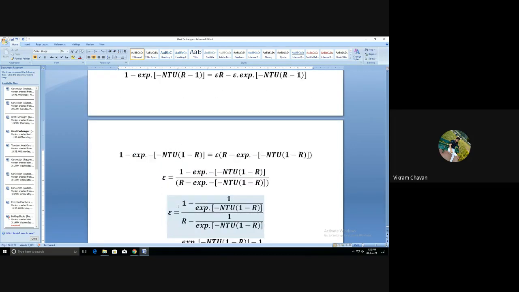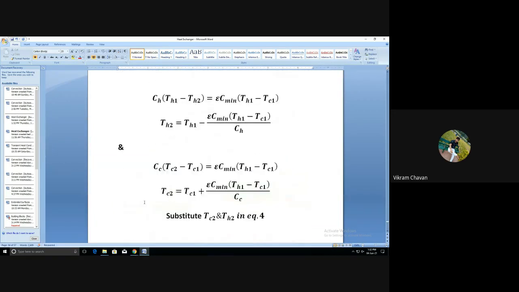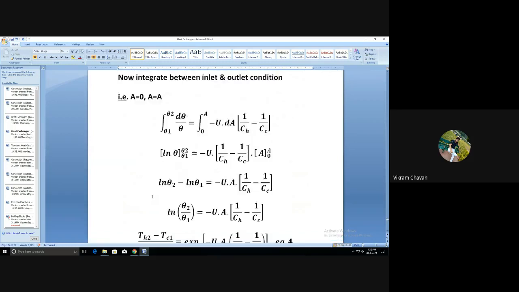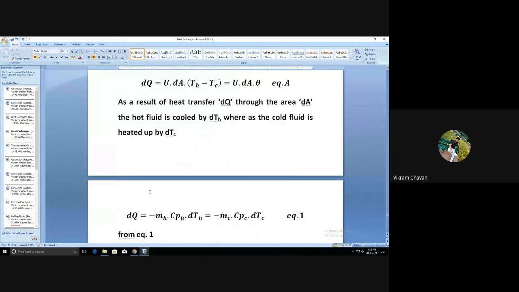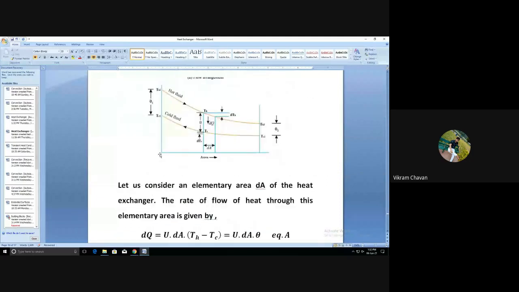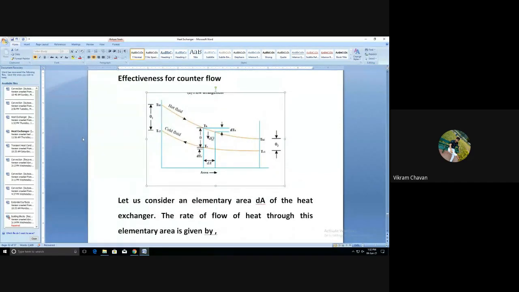So I have explained how to derive the equation. It is also an important one, how that particular equation comes from the diagram. So that is also important. You can draw this diagram first of all. Effectiveness for counter flow.